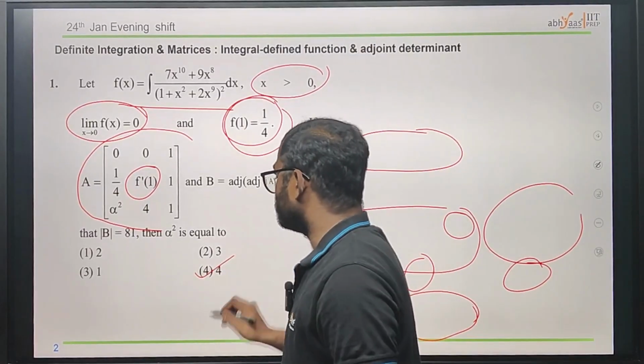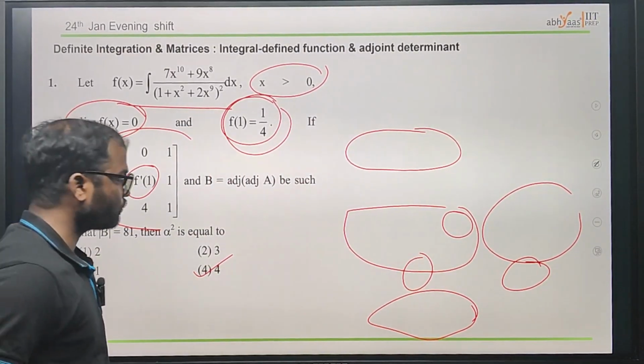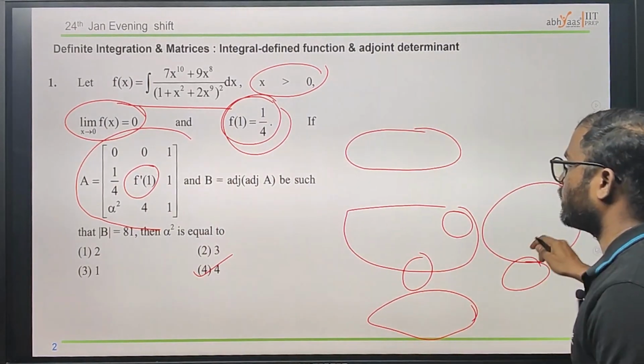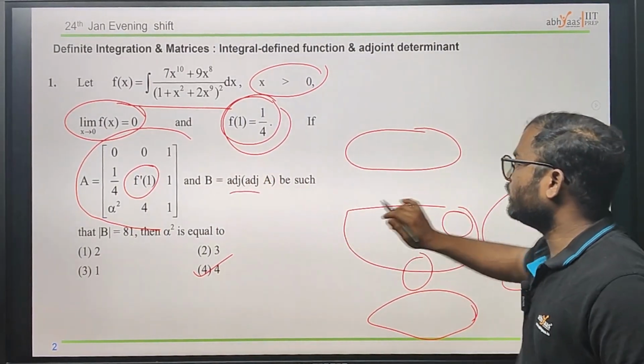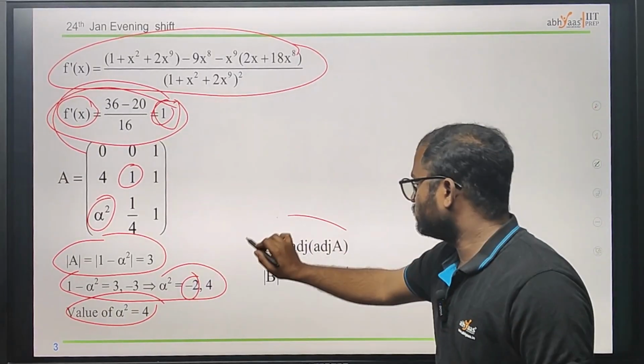This is the answer. We are ignoring the minus 2 since we don't take that one. Hope you understand what I just did here. B is equal to adjoint A, which is this one.